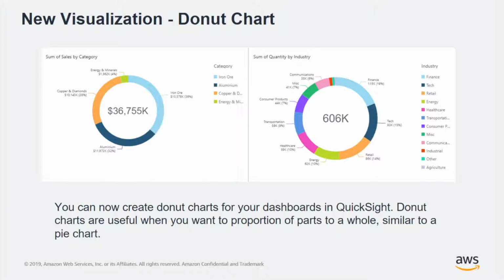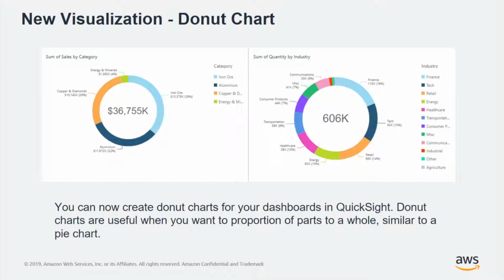In addition to the gauge chart, we've also added a new visualization called a donut chart in this release. So donut charts are very good for showing when you want to display contributions of individual parts to the whole. Very similar to how you would use a pie chart or a stacked bar chart.